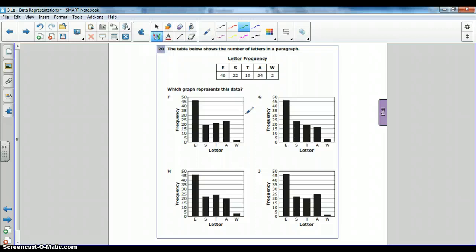So the table below shows the number of letters in a paragraph. This is the letter frequency. Which graph represents this data? So we have E at 46, and then it should be A at 24. A at 24, well, A is just to 20 there, that can't be right. A is not at 24 there. A looks like it's at 25 there. So this one is our answer.